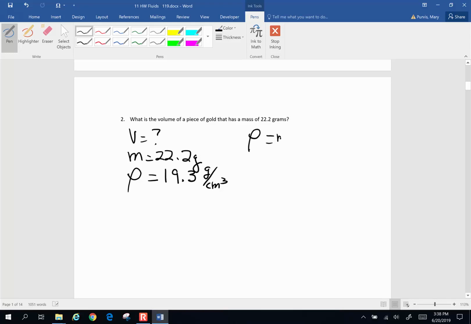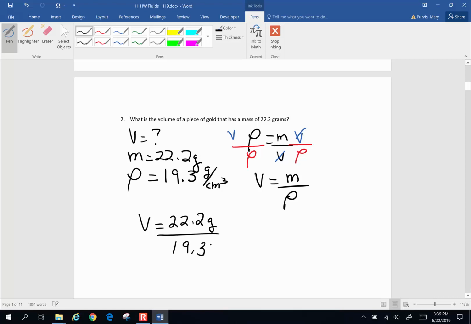Density is mass per unit volume. If we want to get volume alone, we multiply both sides by V, and then divide both sides by density, and that converts the equation into volume is mass divided by density. So volume is going to be 22.2 grams divided by 19.3 grams per cubic centimeter. Grams on top and grams on the bottom are going to cancel.